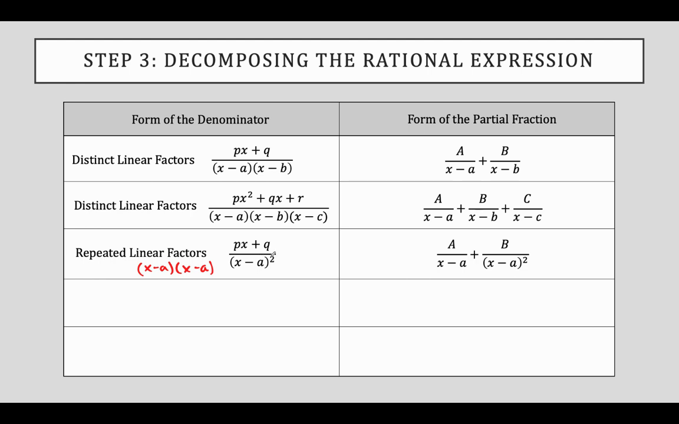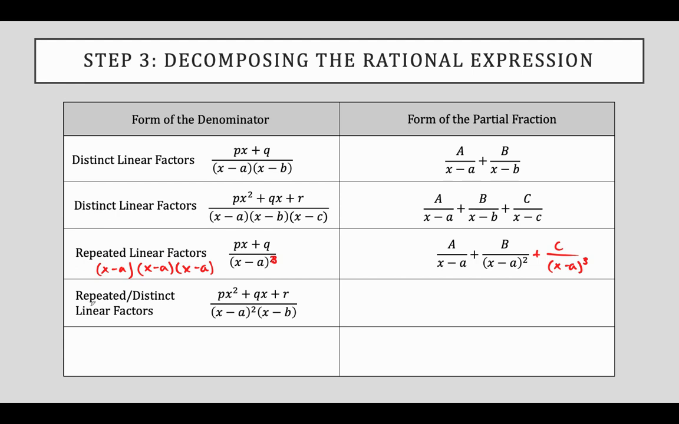That means if this were a 3 here, if this were x minus a cubed, or x minus a times x minus a times x minus a, well, again, we'd have three factors. We'd have a over x minus a plus b over x minus a squared plus c over x minus a cubed. Okay, so again, one fraction for each factor, and because they are repeated in this case, I need to have one exponent, one power for every time that it is repeated in the denominator.